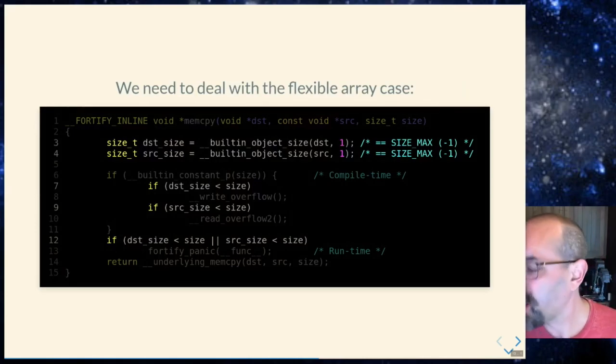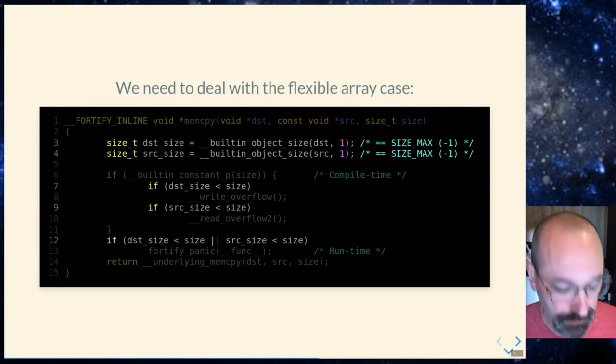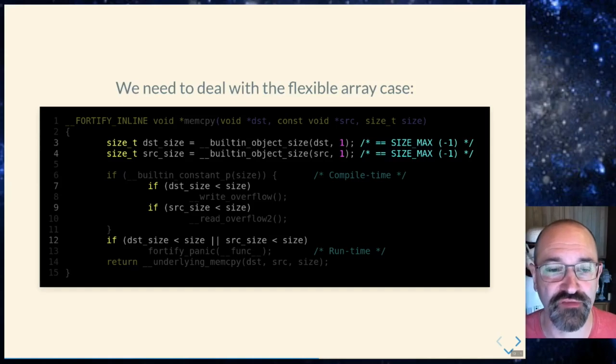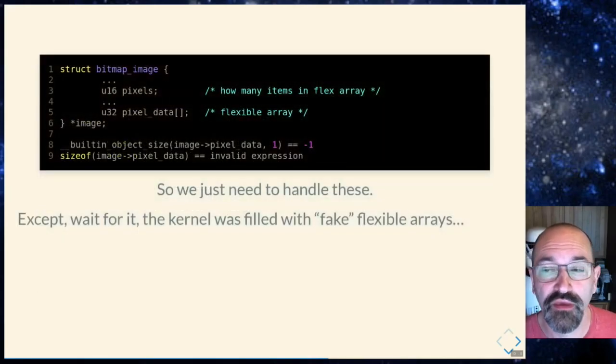And once again, another reminder. We've got our built-in object size here for the flexible array case returning size max, because again, -1 as a size T is actually size max, so the largest value that size T can hold. So dest size and source size are their size max. So in this case, the compile time stuff is never going to fail, and the runtime stuff for destination and source checking is also never going to fail. So we're always going to be calling the underlying memcpy. That's why the -1 case just falls through.